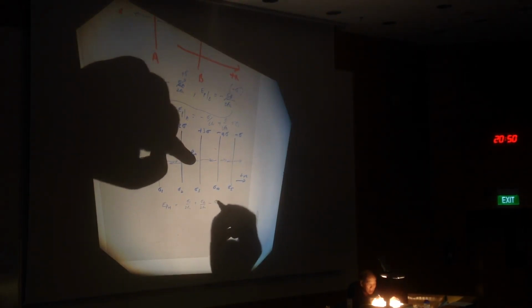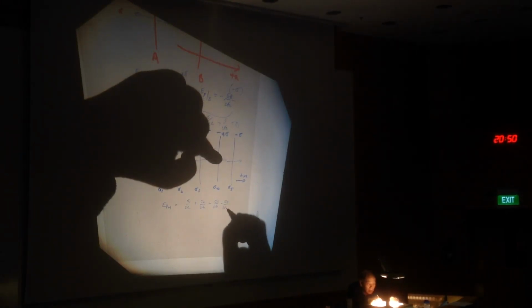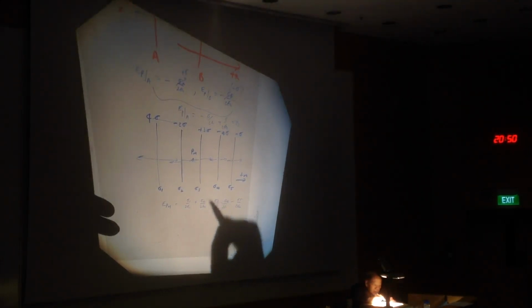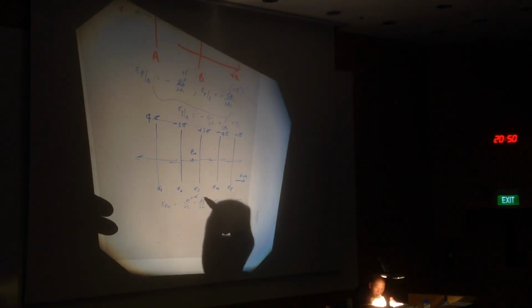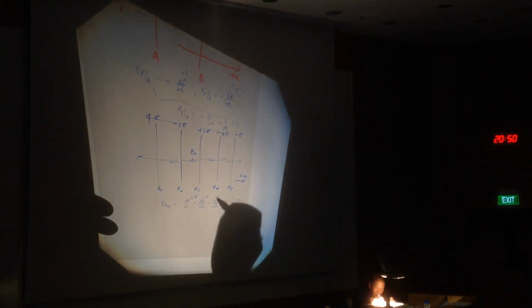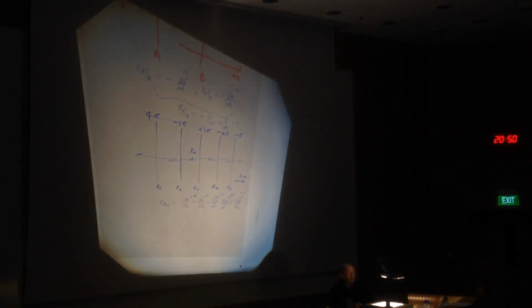For this one, negative. This one, negative. This one, negative. And now you put the appropriate values. This is sigma, minus 2 sigma, plus 3 sigma, minus 4 sigma. This one is minus sigma. That's it. Cannot go wrong.